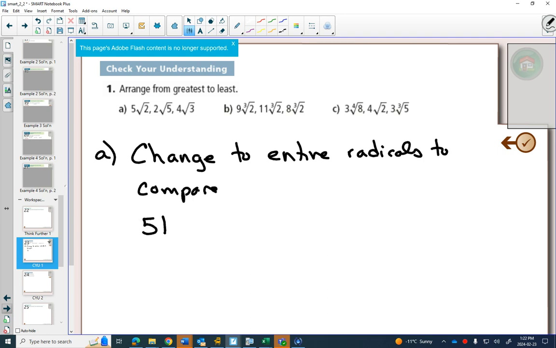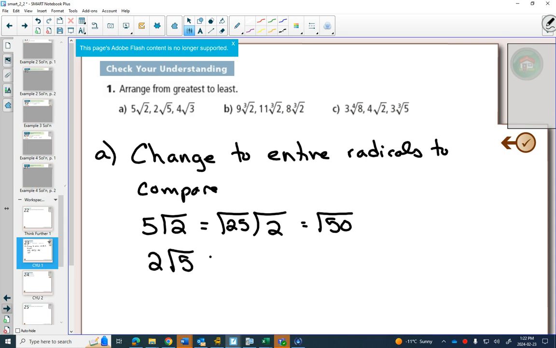So I'll start off with 5 root 2. That would equal, well, I could change the 5 to a square root. What number would I put inside of a square root that's equal to 5? 25. And now the multiplication property for radicals says you are allowed to multiply those together. We would get the square root of 50. Now when I compare that with 2 root 5's, here I change the 2, square root of what is 2? To a 4. And when it's an entire radical, I hope you can see that square root of 50 is bigger than square root of 20.